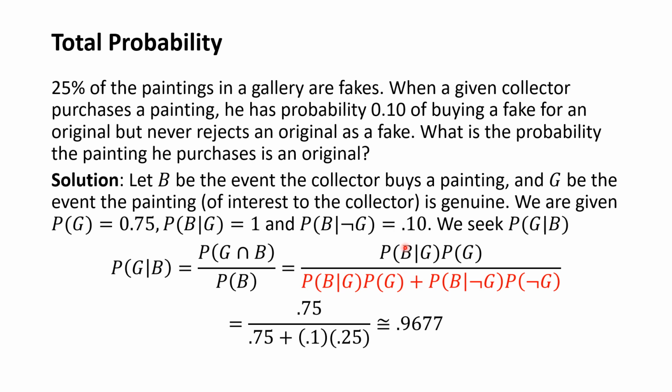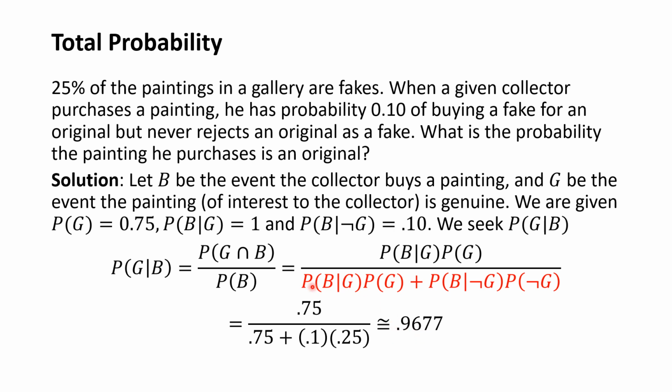So the top is 0.75, the probability of G, times the probability of B given G, which is 1. So it's 1 times 0.75. And you notice this term here is exactly the same as that. So it's 0.75. And then the probability of B given not G is 0.1. The probability of not G is the complement of this. I didn't write it down, but that would be 0.25. And then you just do the division, and you get a roughly 97% chance.